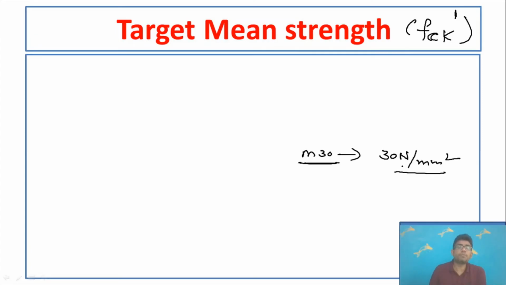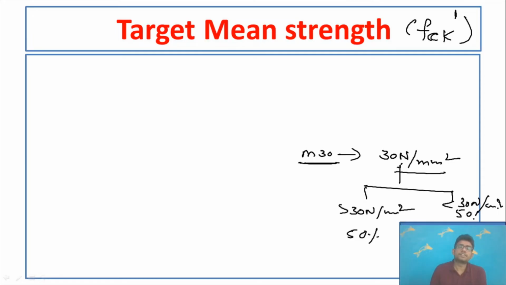Then the probability of getting a strength of more than 30 Newton per mm square is 50%, and less than 30 Newton per mm square is 50%. If you get a strength of more than 30 Newton per mm square, it's not a problem. But if you get a strength of less than 30 Newton per mm square, it is a problem for you.